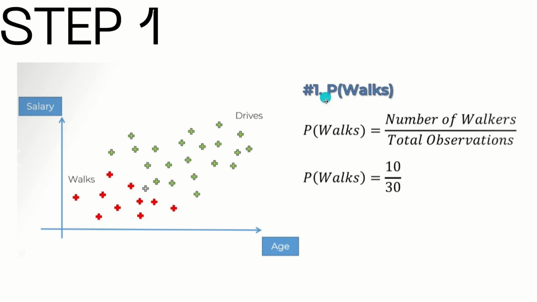In this case, because we are finding for walking, as I've already told you, in total we have 30 observations available, and those who are walking, you can easily count, it's 10. So this can be calculated by P(walks) equal to number of walkers divided by total observations, which is 10 by 30, meaning 1 by 3. This is how we can calculate the first step, which is the P of walking.